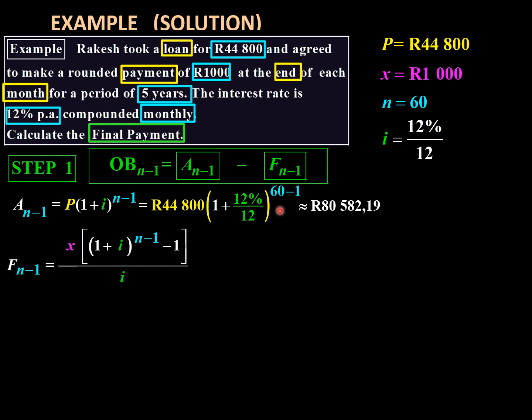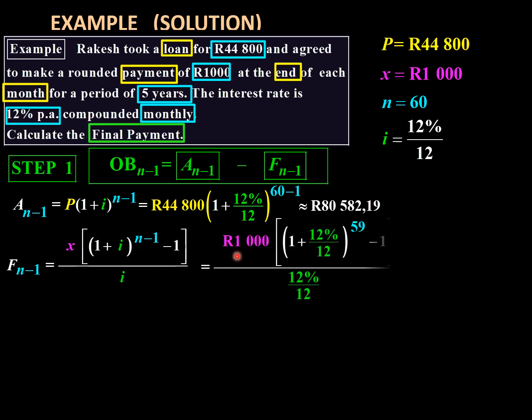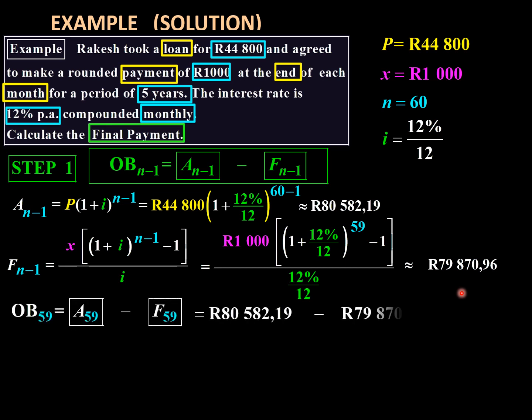Then we work out the future value up to the 59th, after the 59th payment. There's the formula, and then we put in the 1,000, and if we calculate that, we get the value 79,870. As you can see again, this is much more than that amount there. So to find the outstanding balance after the 59th payment, the penultimate payment, we subtract those two values. If we subtract that, we obtain 711 Rand and 20. So that's his balance just after he made the 59th payment.